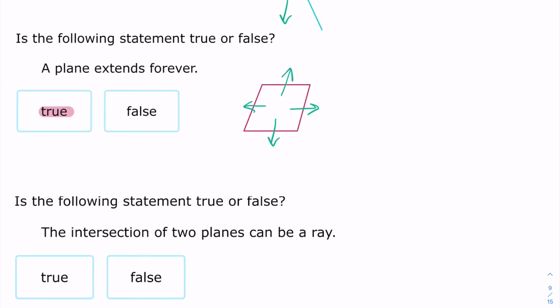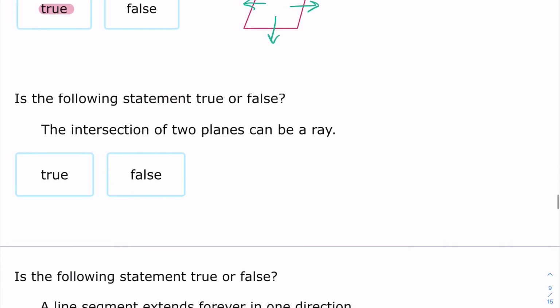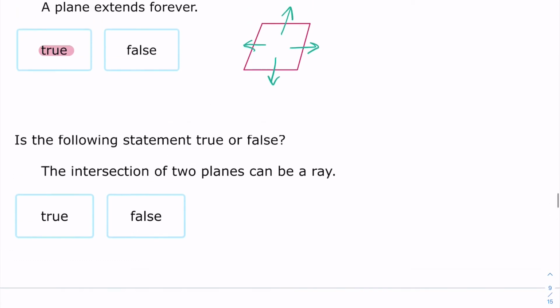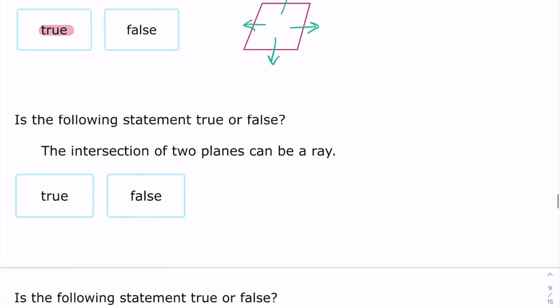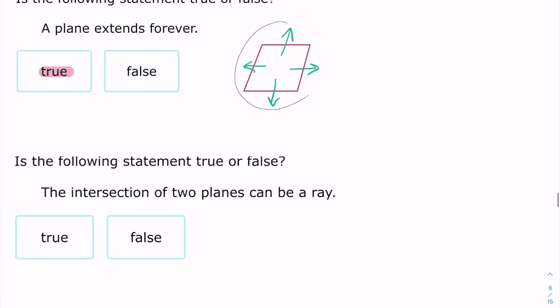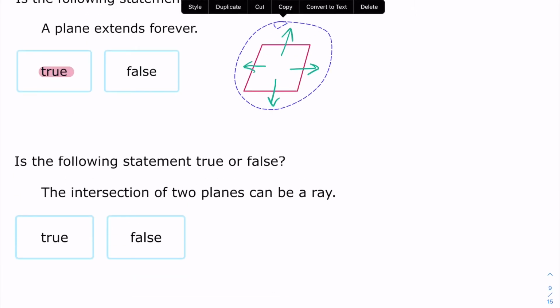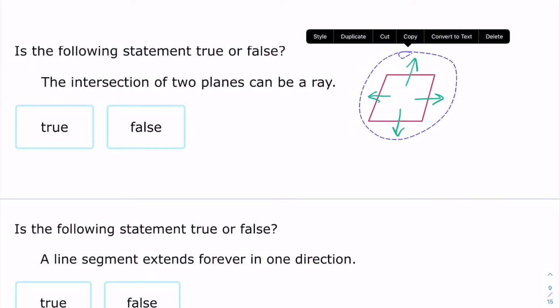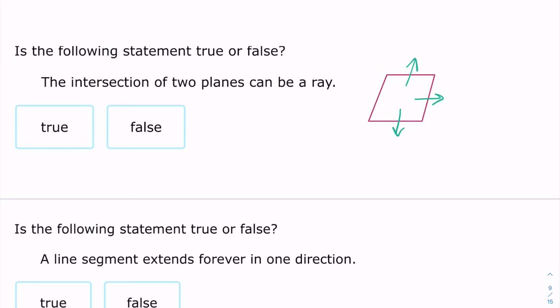The following statement, is it true or false? The intersection of two planes can be a ray. That's not going to happen. The only answers for the intersection of planes are that they're either parallel, so they don't intersect, or two planes that are not parallel will intersect forever at a line.